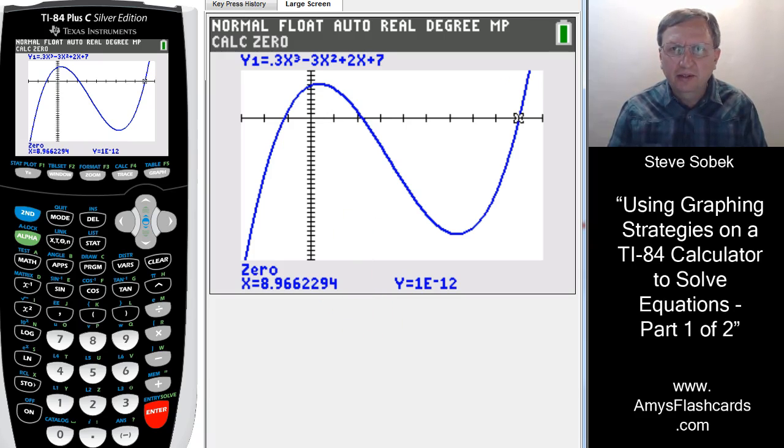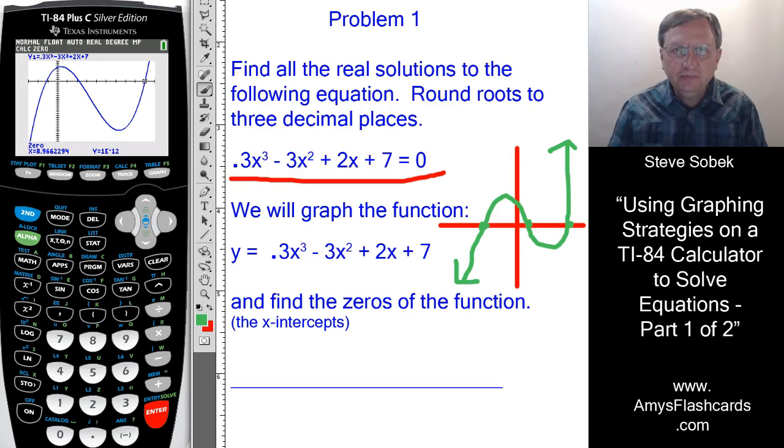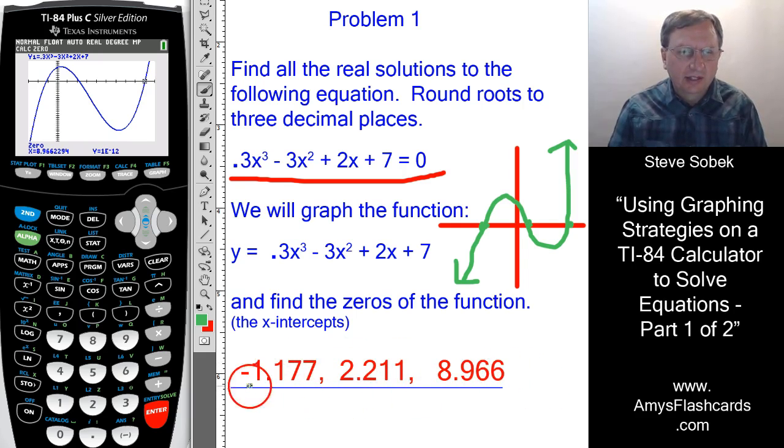Let's go back over here, and let's write our answers down in the answer slot. And we've just solved our first problem. We've found the 3 real solutions to this 3rd degree polynomial equation, this cubic equation. That wasn't too hard, was it? All right, let's move on to a few more examples.